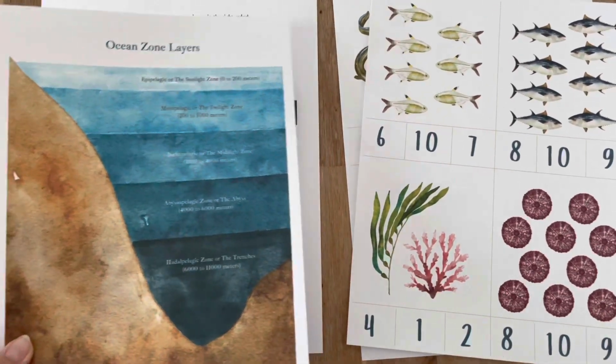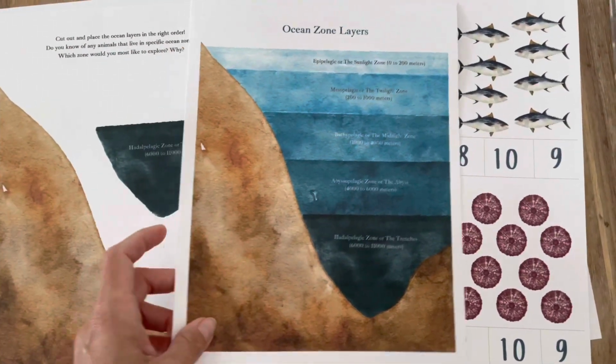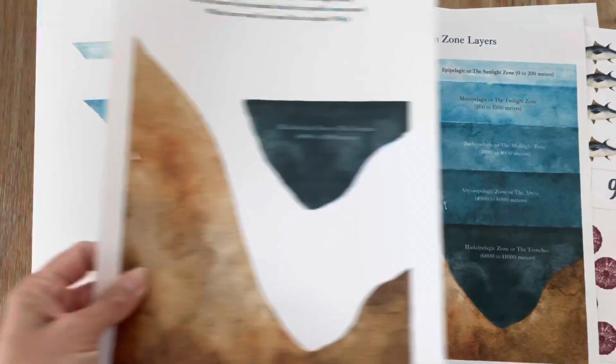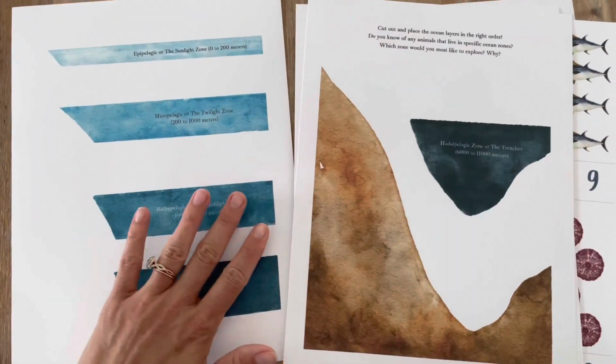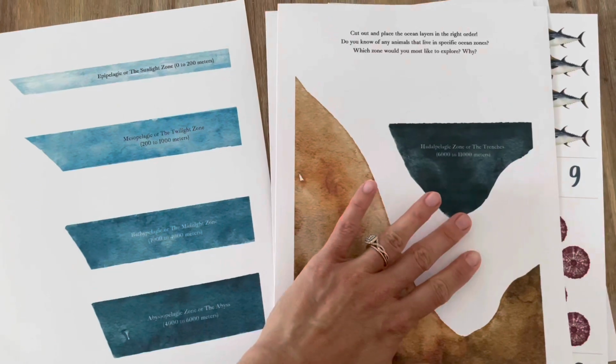So what I did is just pulled out this ocean layers poster, and then this, which is one that you cut out and have them pieced together.